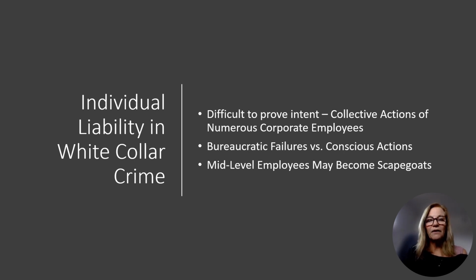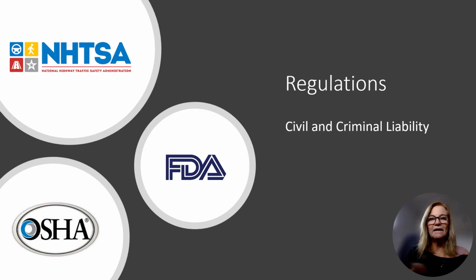Another way, other than our regular criminal code, is we have regulations. And regulations, if you remember, are administrative law, and regulations are allowed to do civil and criminal liability. And again, when we talk about regulations, we're talking about administrative agencies like the Food and Drug Administration, National Highway Traffic Safety Administration, our OSHA, our Occupational Safety and Health Administration. And they can have actual regulations that have criminal liability as well as civil.